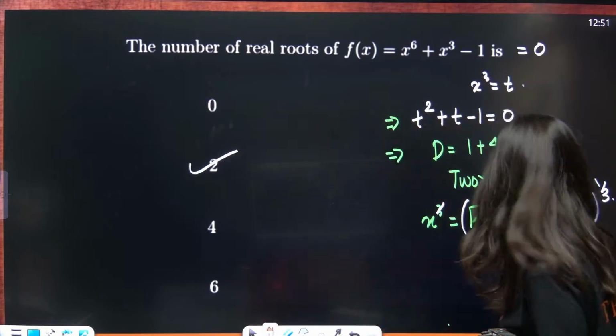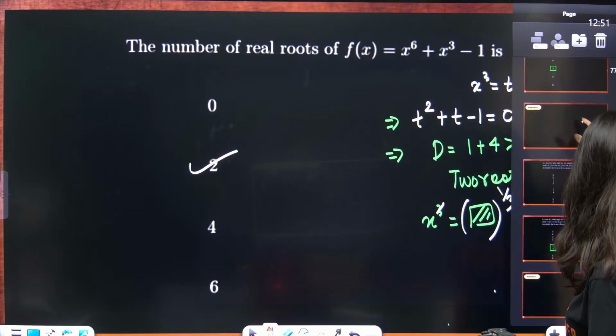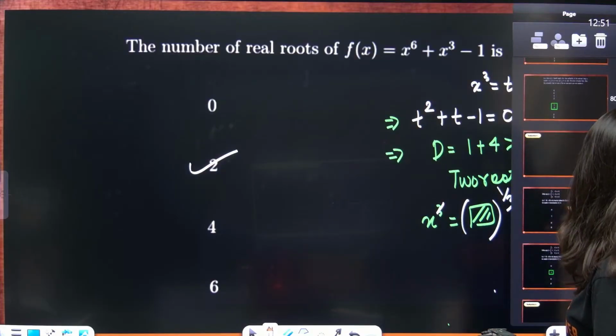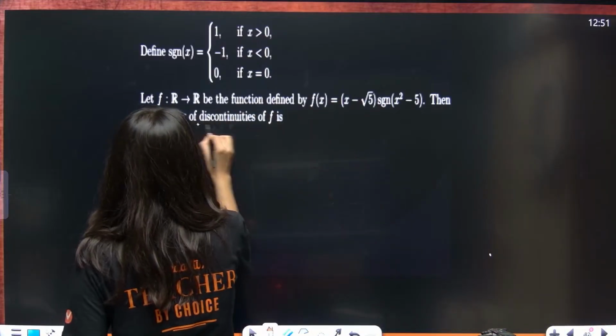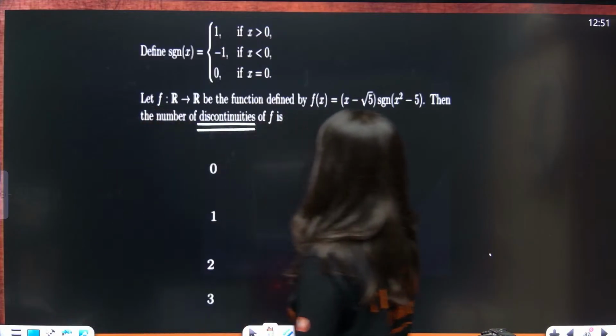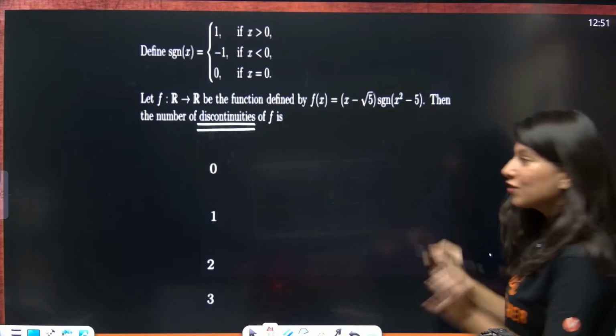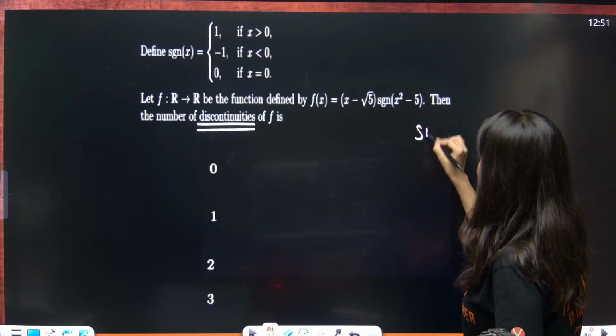Chalo, one question from signum function we need to do. Okay, this is the function. We need to check the number of discontinuities. So first of all, signum function doubtful points.